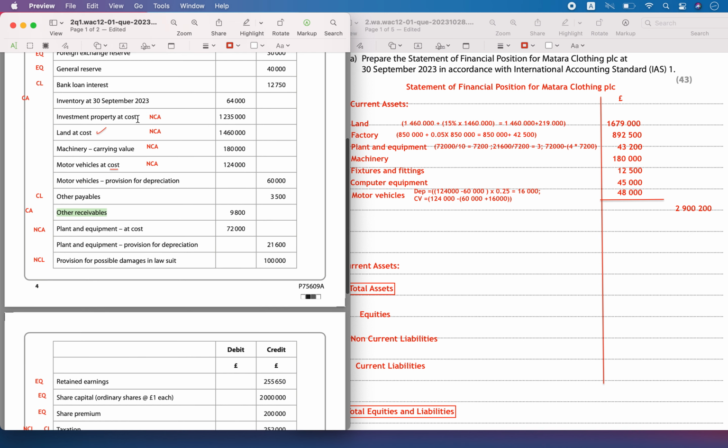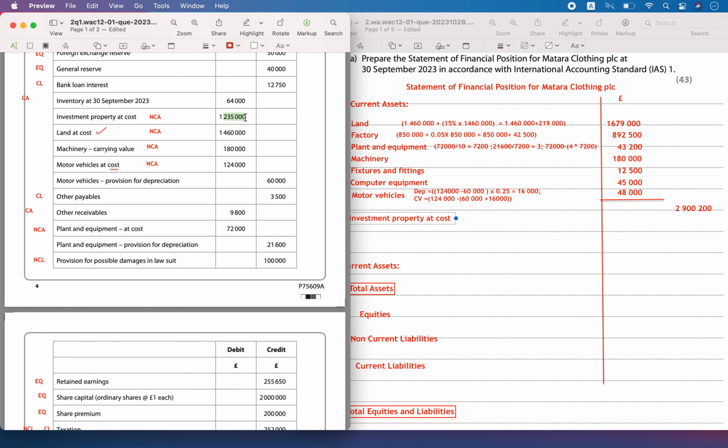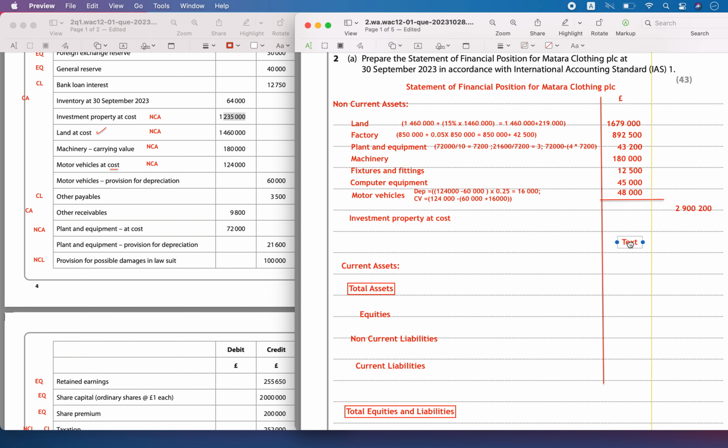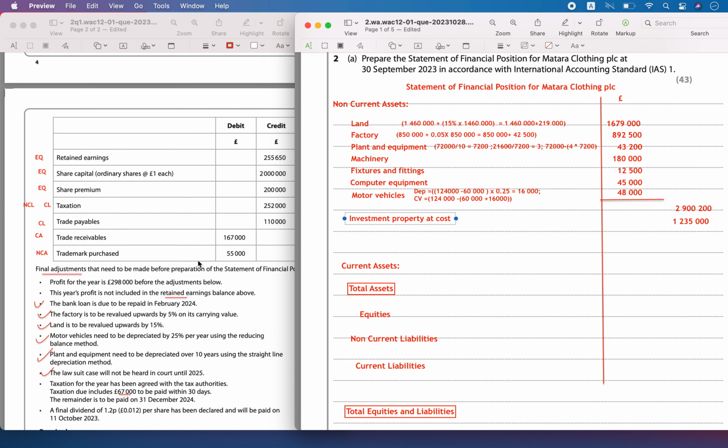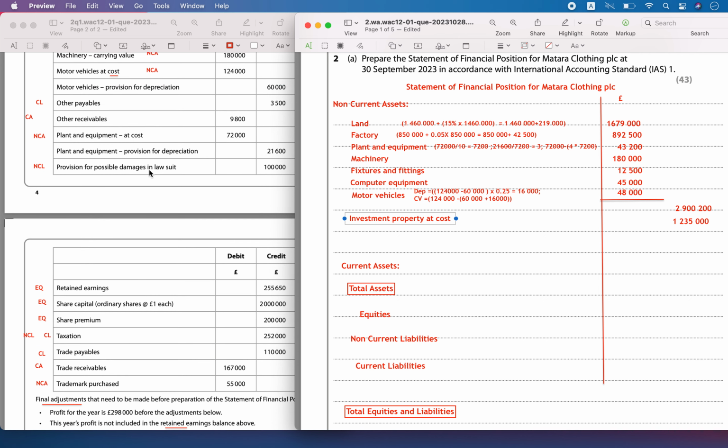So you have investment property. It is also a non-current asset. Investment property at cost is 1,235,000, and we can see that no additional information has been given on that. So regarding investment property at cost, there has been no modification or adjustments.